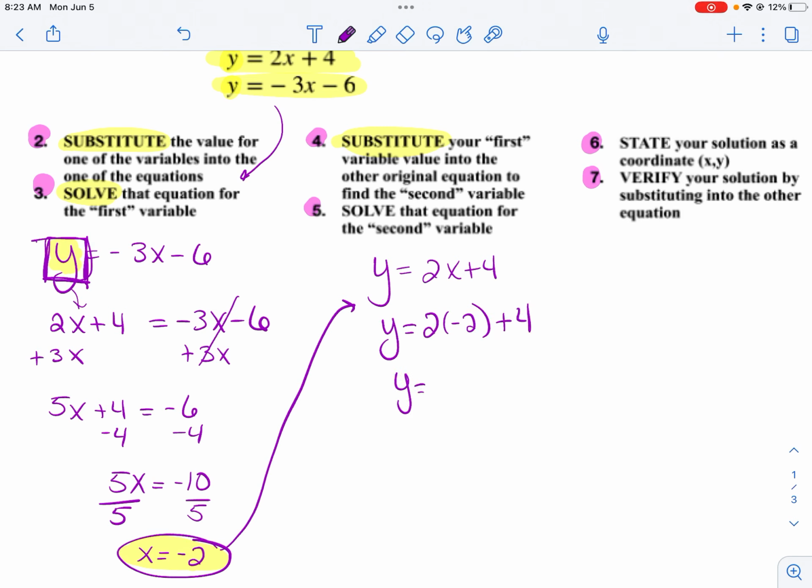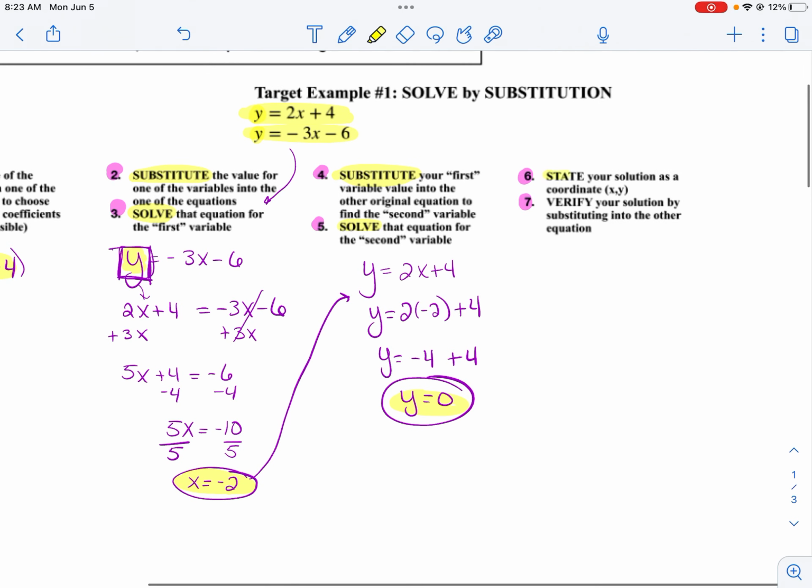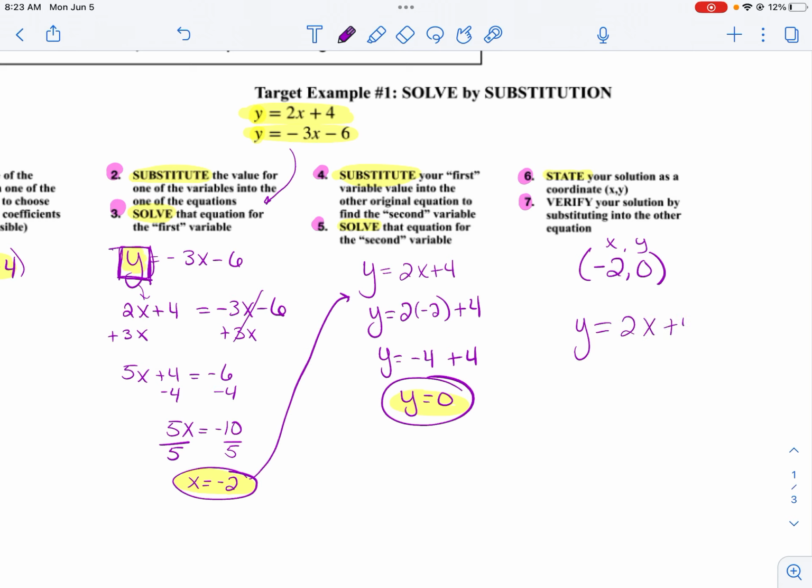And now I just have to use PEMDAS. Well, 2 times negative 2 is negative 4. Negative 4 plus 4 is 0. So I've solved the equation for the second variable, okay? So the last step is to state our solution as a coordinate. So it's x comma y, so negative 2, 0, right? And then verify our solution. So you can verify using Desmos, which we'll show you in a little bit, or you can verify by substitution. So if I take both equations, now I can put in negative 2 for x and 0 for y.